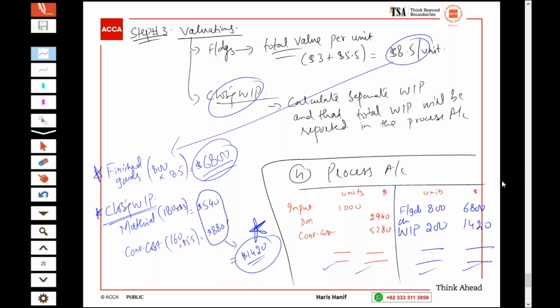Hassan, Gauri, that FIFO and FCO which you had asked, it is not under closing WIP. It is in the opening WIP. It is for the opening WIP.